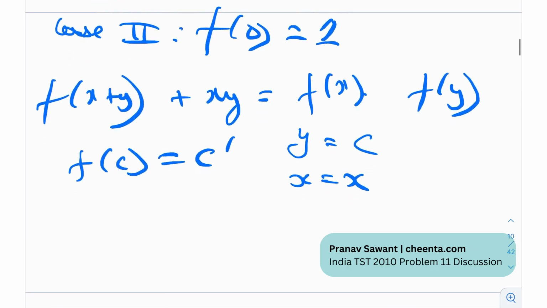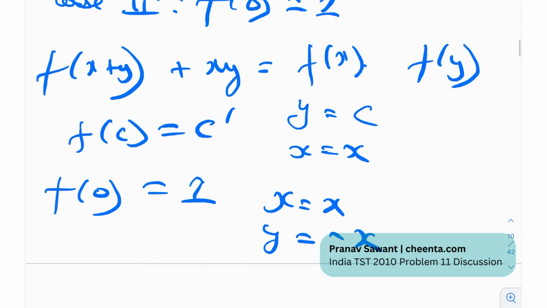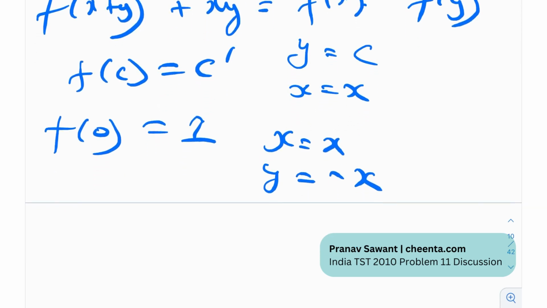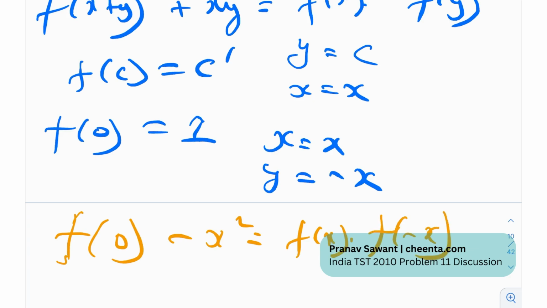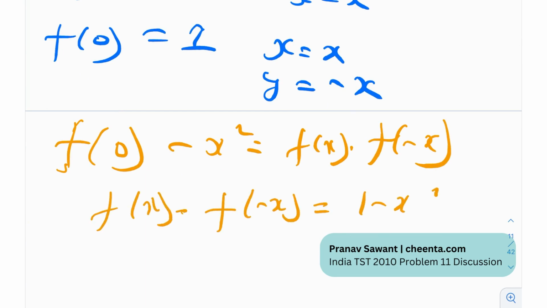But here another thing we can do is, because this is f of 0, I can put x equal to x and y equal to minus x. The intuition behind that is that we have an x plus y term over here, f of something which is x plus y. When you put x and minus x as the assertion, you will get f of 0 minus x squared is equal to f of x times f of minus x, and f of 0 is obviously 1. So you will get f of x times f of minus x is equal to 1 minus x squared.